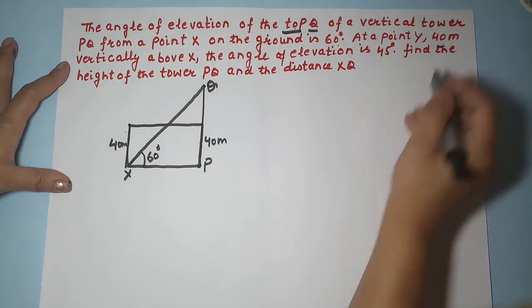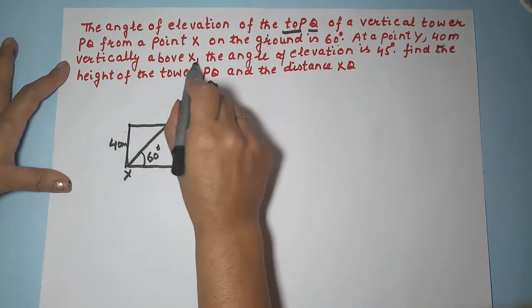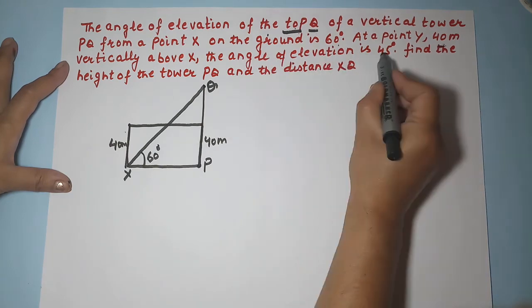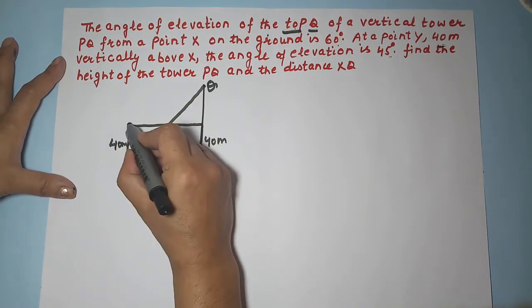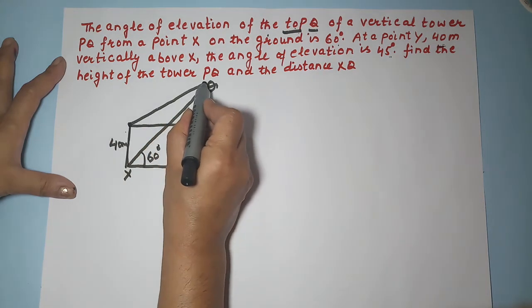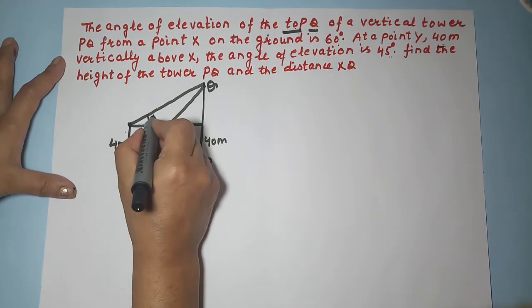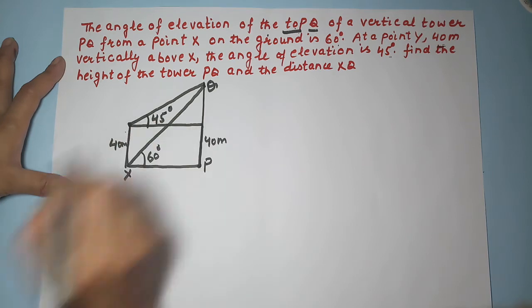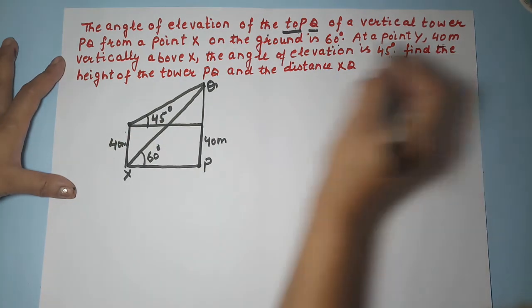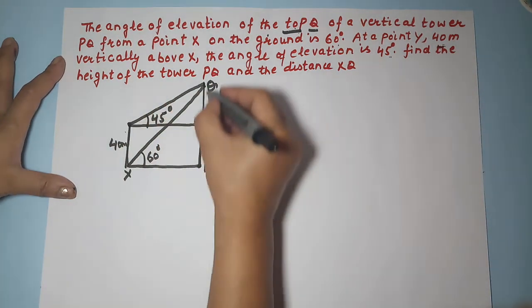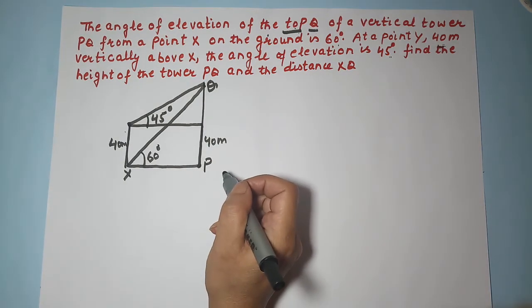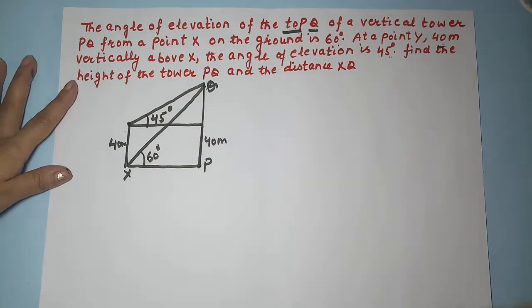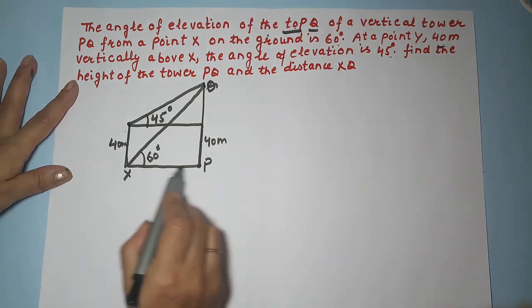Okay, further 40 meters vertically above X, the angle of elevation is 45 degrees. So from this point, if you look at the top of this point Q, the angle of elevation is 45 degrees. Find the height of the tower PQ. So you have to find PQ and also the distance XQ. Now have you understood how to make this figure?